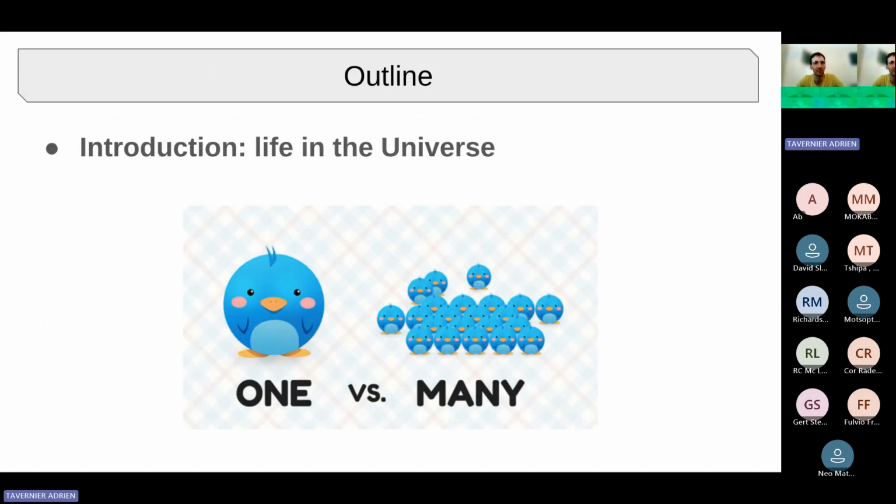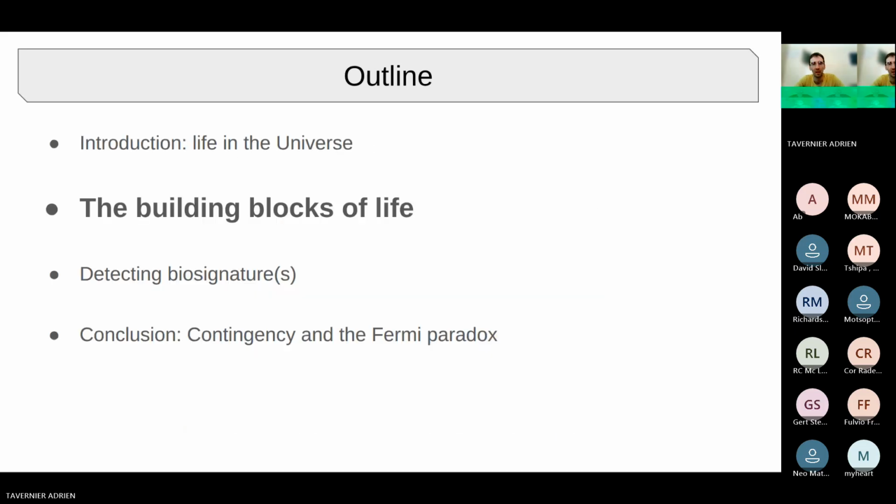So according to this first part, life in the universe, there is a kind of controversy between scientists who say that life is a very rare phenomenon, and other scientists who say that, in fact, life is quite common, and it might be possible to detect life in our galaxy or in the universe more generally. So this is the end of part one.